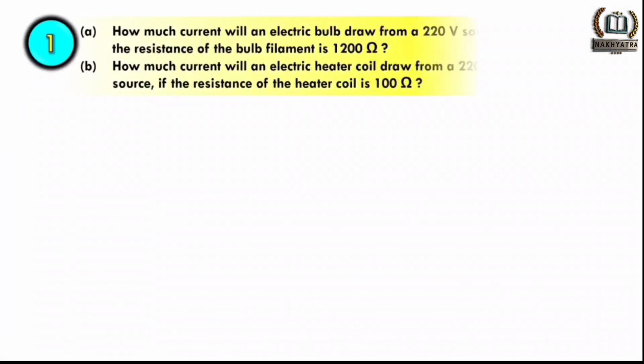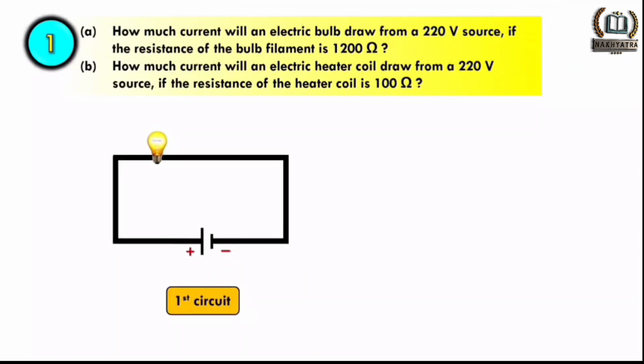Question number 1. A. How much current will an electric bulb draw from a 220 volt source if the resistance of the bulb filament is 1200 ohm? B. How much current will an electric heater coil draw from a 220 volt source if the resistance of the heater coil is 100 ohm? So there are two circuits. For the first circuit, R1 equal to 1200 ohm and the potential difference V1 equal to 220 volt. We have to find out the electric current I1.